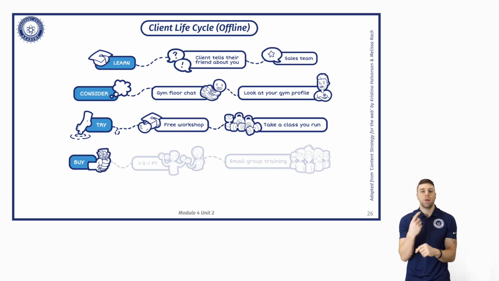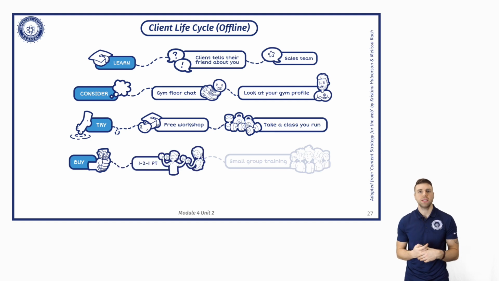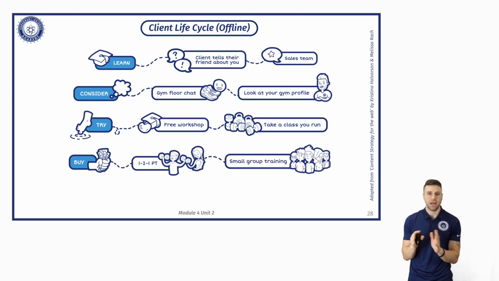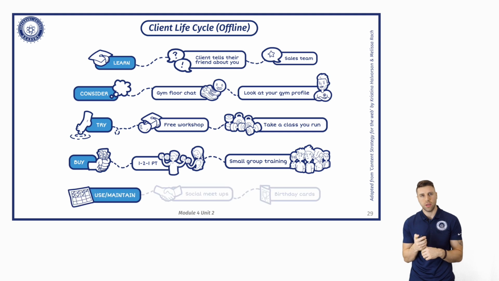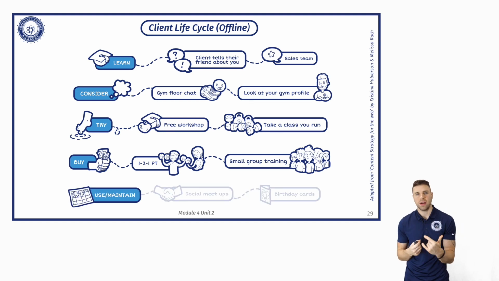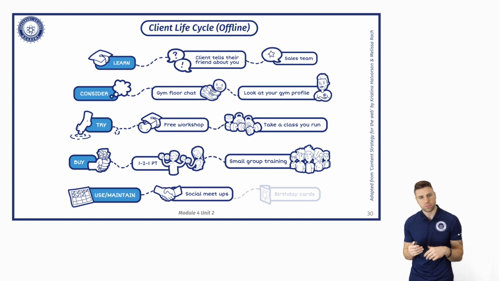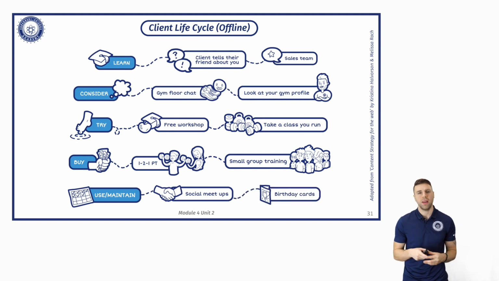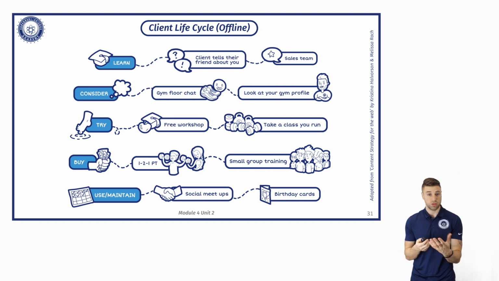Then we have the buy phase. So this could be your one-to-one PT, it could be small group training. Again, that's going to be predicated on your target audience. And then once you have that buy phase, we can look at how they can carry on with client retention, using and maintaining that relationship. It could be social meetups, little Christmas get-togethers or client get-togethers. It could be little things like knowing when their birthday is and sending them a birthday card or just giving it to them in person.